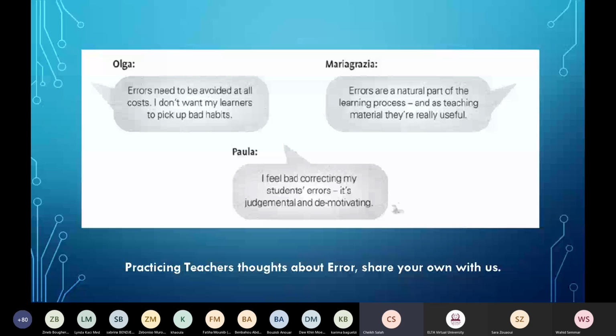Three comments from three different teachers about error. They are sharing their thoughts about it, as you shared earlier. The first one is Olga. She says that errors need to be avoided at all costs. I don't want my learners to pick up bad habits. I want to have some thoughts, please, about this idea. What do you think? This is for you guys out there listening.